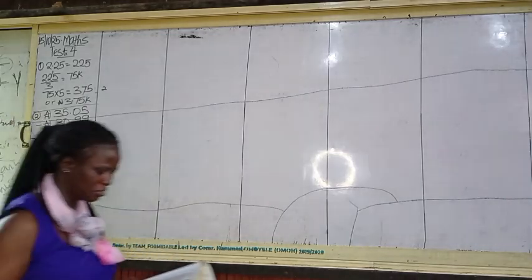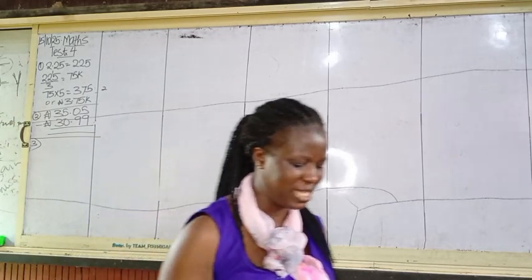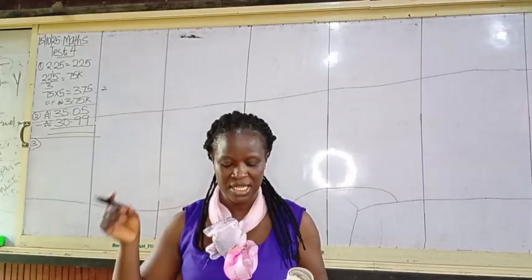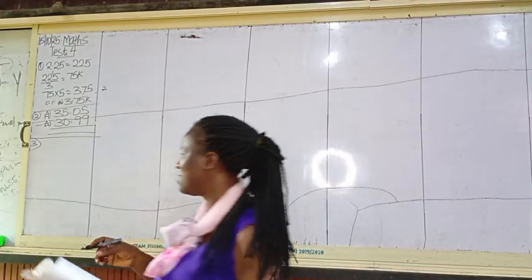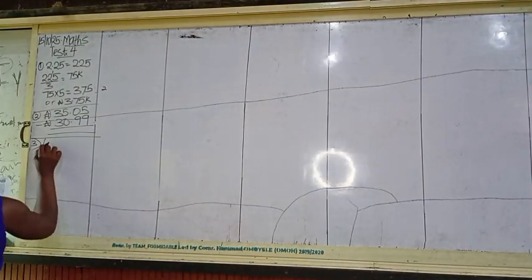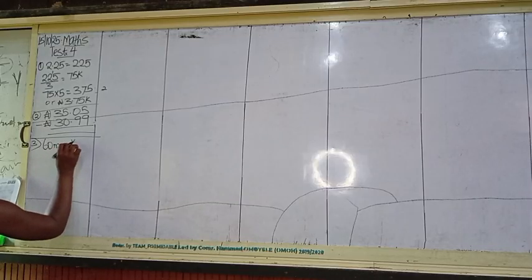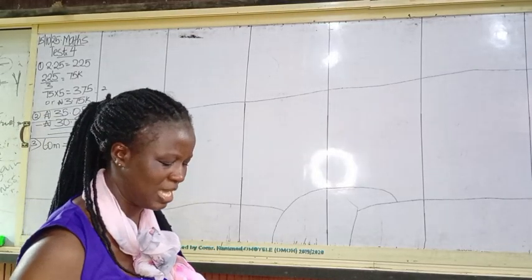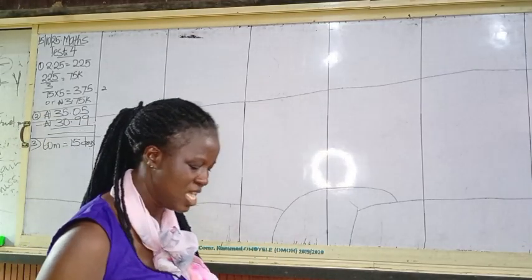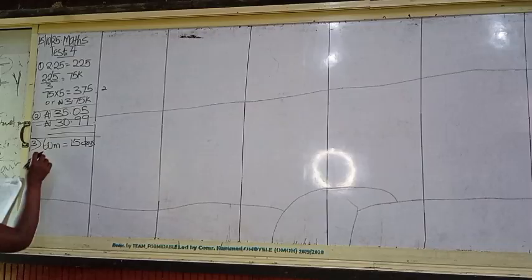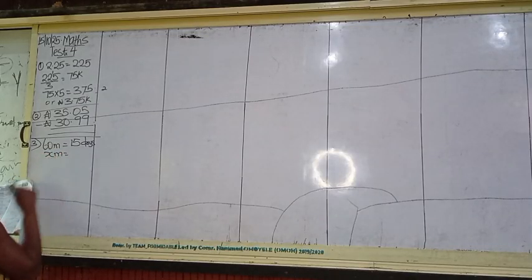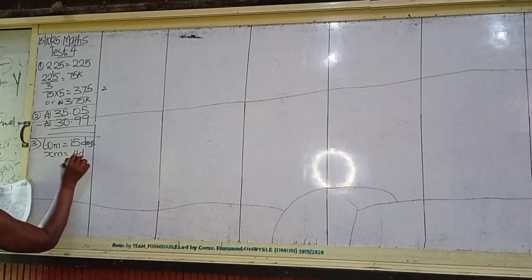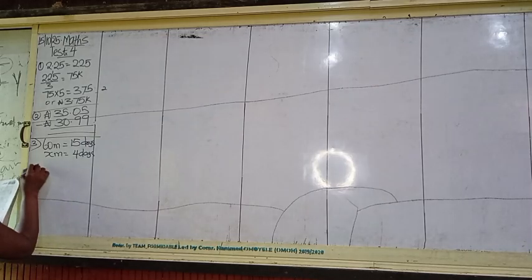Number 3 says, a contractor employs 60 men to do a certain job in 15 days. 60 men in 15 days. Let's interpret the question. 60 men in 15 days. So the question now is, how many laborers working at the same rate will complete the work in 4 days? We don't know the number of men, but we are told 4 days. So what are we doing here? So that will be x is equal to what?